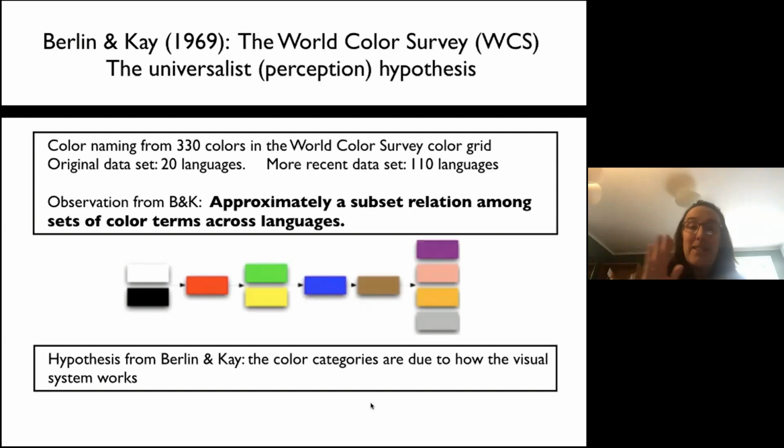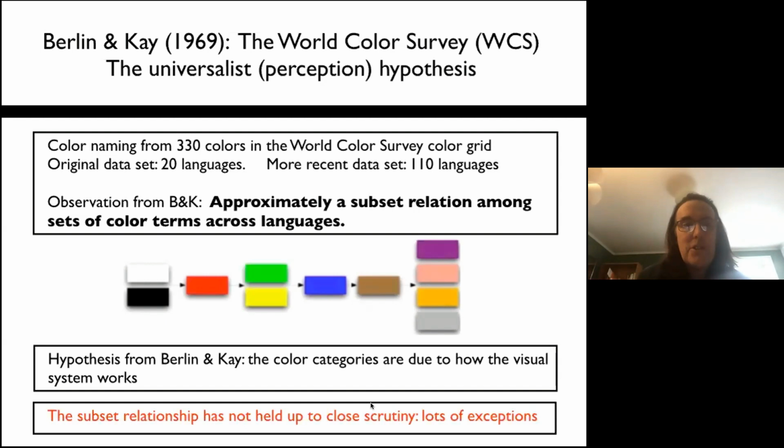Turns out probably wrong. I'd say totally, clearly wrong at this point. There's some parts of it which may be right in some ways, but I think there's a lot of issues here. So that's their hypothesis, visual system. But one, the subset relationship doesn't really hold up. This hypothesis was driven originally by these 20 languages who are all, it turns out, bilinguals. These are people they could access in the San Francisco Bay Area. And so these are all bilinguals.